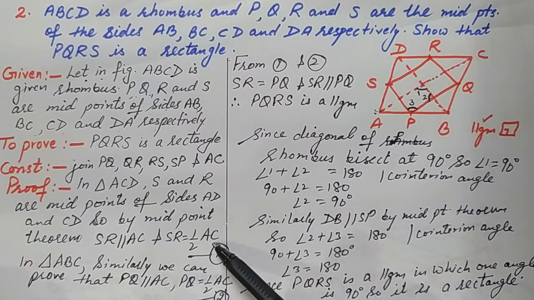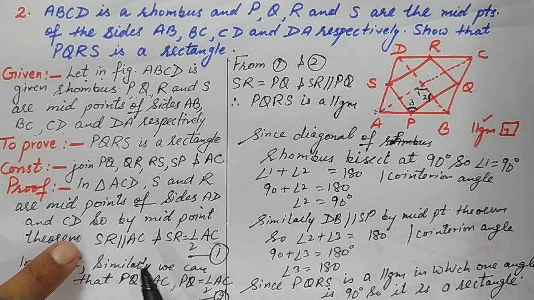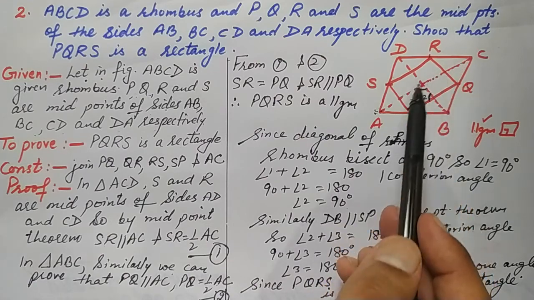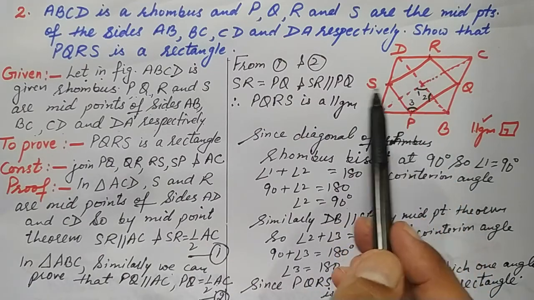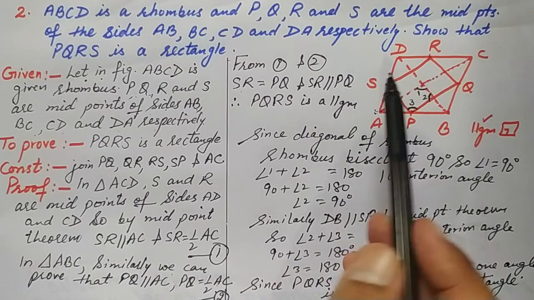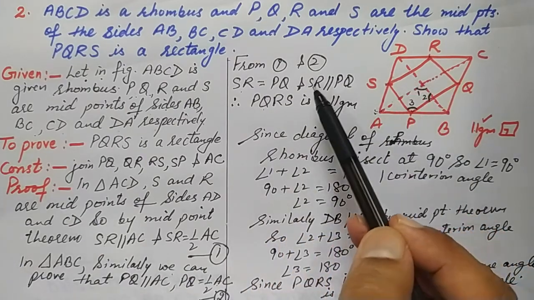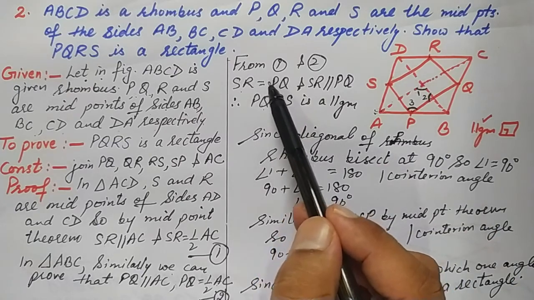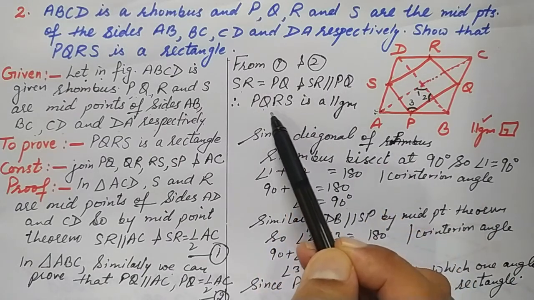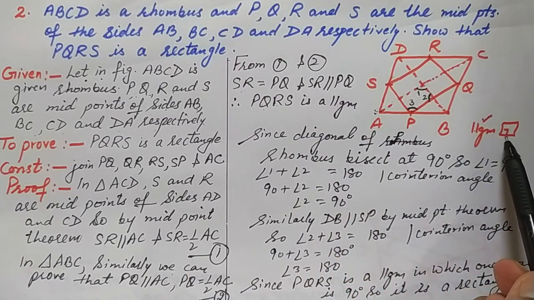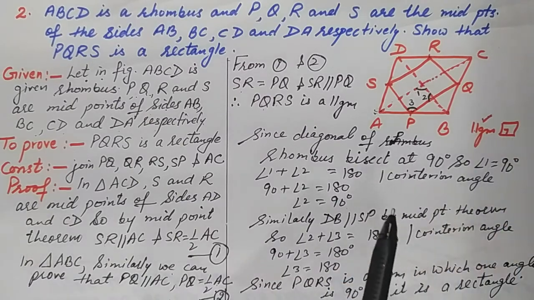From 1 and 2, SR and PQ are equal and parallel, because both are parallel to AC and both are half of AC. So PQRS is a parallelogram, because one pair of opposite sides of PQRS is equal and parallel. PQRS is a parallelogram, proved. Now our second work is to make one angle of PQRS 90 degrees, then we can say it is a rectangle. Let's see how.